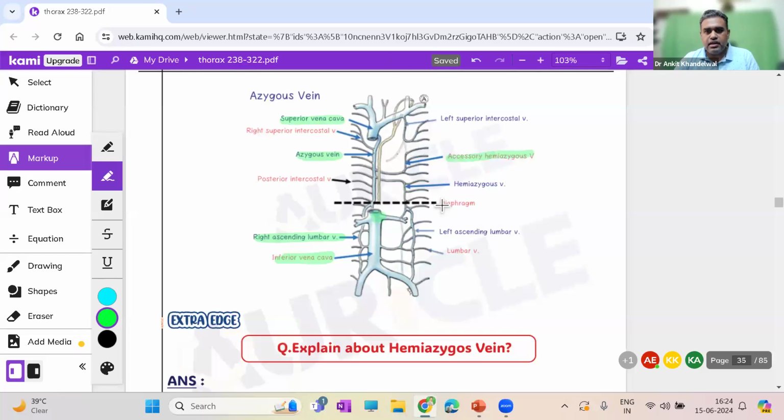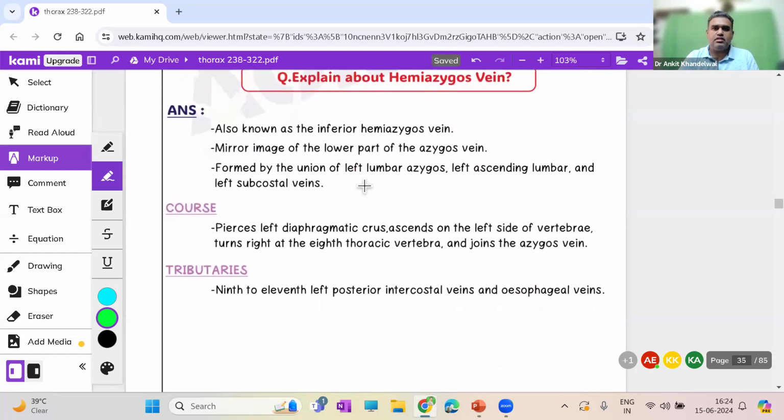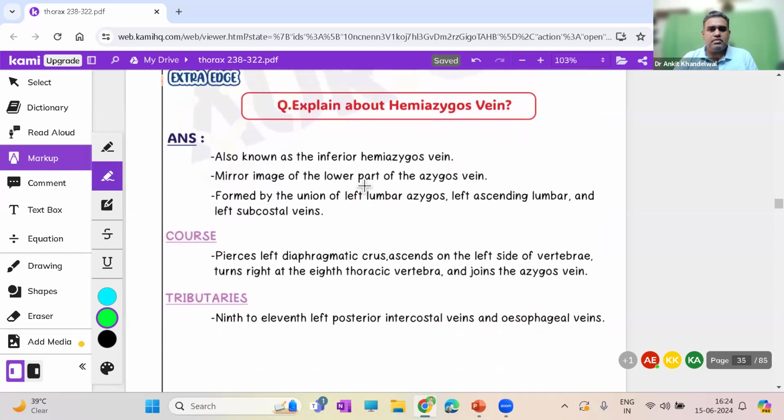Then on the left side, make these two veins, accessory hemiazygous and hemiazygous. Okay. And at the top you can see, these are your brachiocephalic veins. Some of the veins are entering over here as well. As simple as this is how the azygous venous system starts. Sometimes they might ask you about the hemiazygous. As we have seen, it is on the left side, lower part. So it is inferior hemiazygous vein.